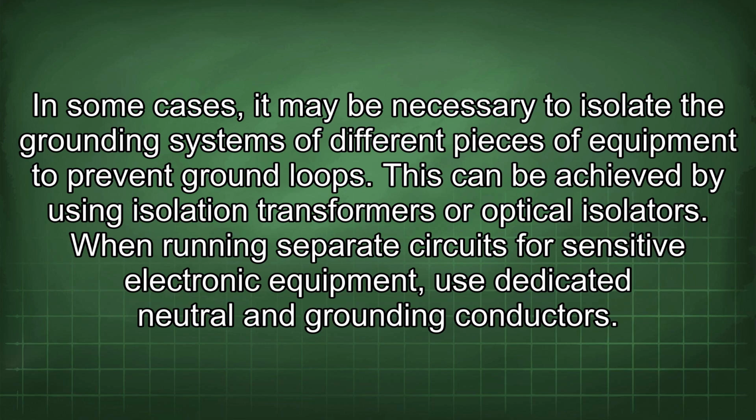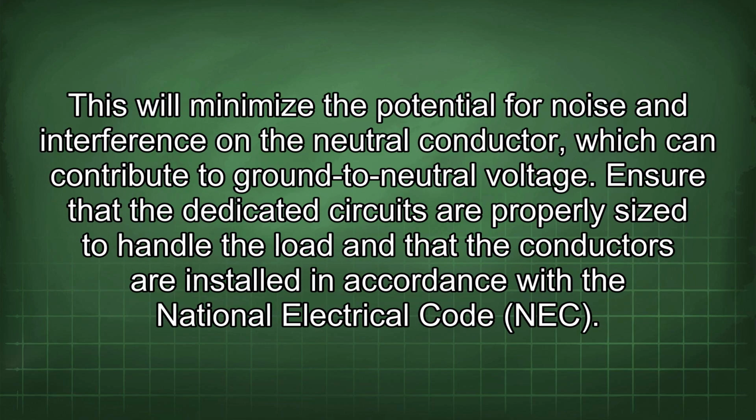In some cases, it may be necessary to isolate the grounding systems of different pieces of equipment to prevent ground loops. This can be achieved by using isolation transformers or optical isolators. When running separate circuits for sensitive electronic equipment, use dedicated neutral and grounding conductors. This will minimize the potential for noise and interference in the neutral conductor, which can contribute to ground to neutral voltage. Ensure that the dedicated circuits are properly sized to handle the load and that the conductors are installed in accordance with the National Electrical Code, NEC.